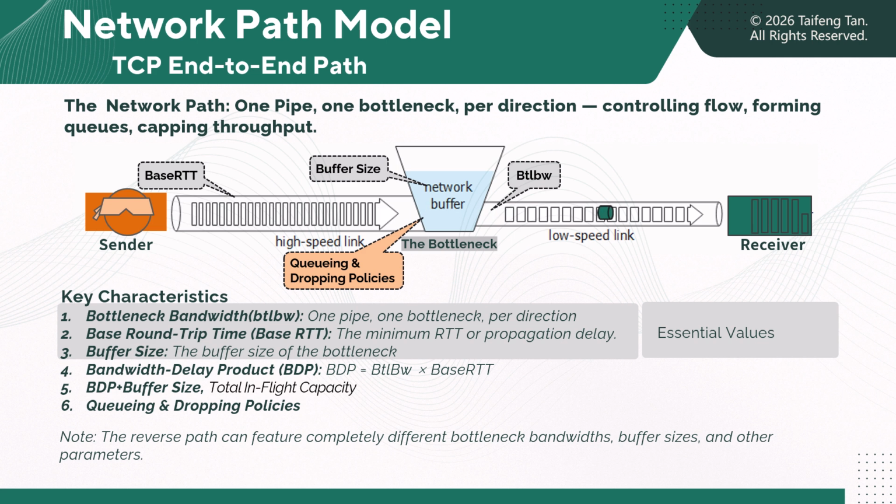Let's break those down. First, bottleneck bandwidth. This represents the maximum data rate packets can pass through that slowest link. But for a specific TCP connection, what really matters isn't necessarily the theoretical link capacity, but the share of bandwidth actually available to that flow. This could be naturally unused capacity, or it could be limits imposed by policies like QoS. This value determines the maximum achievable delivery rate.